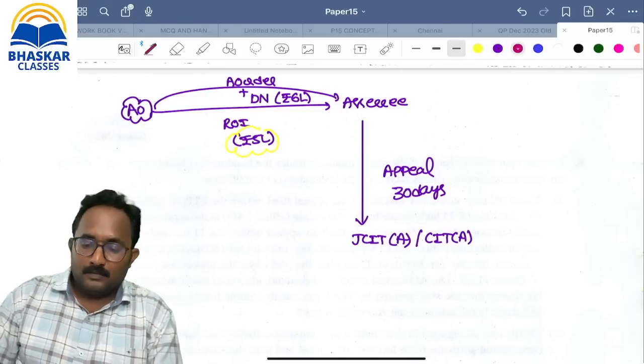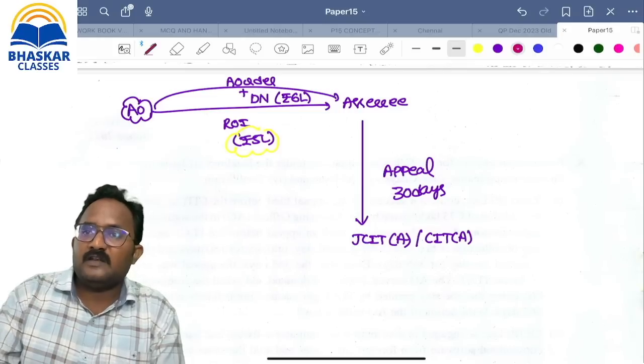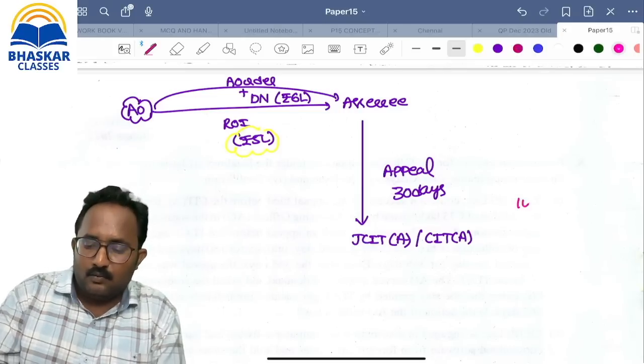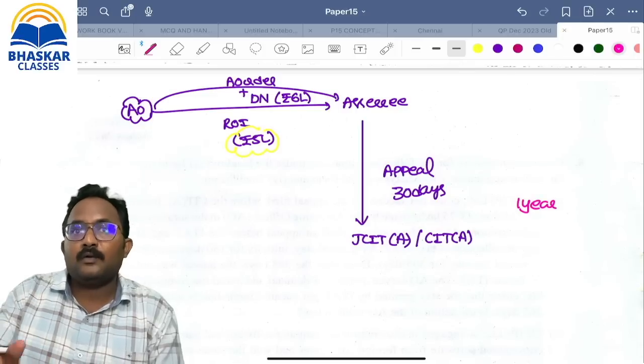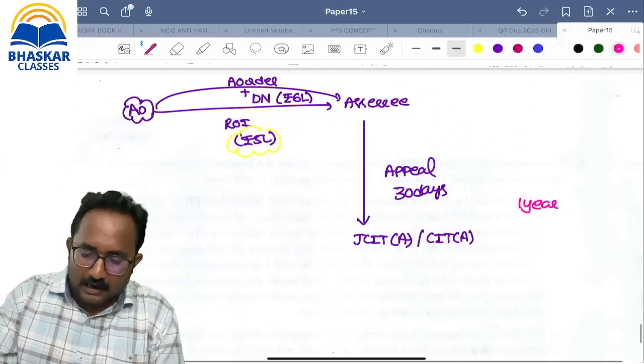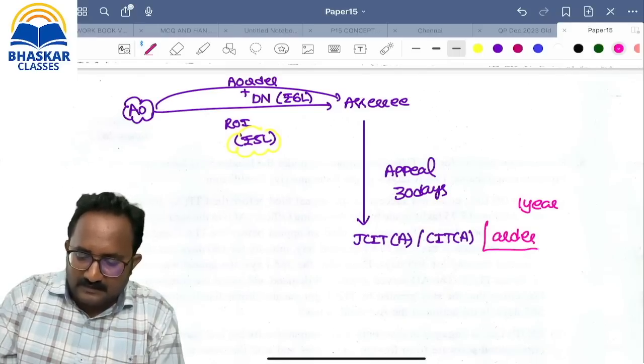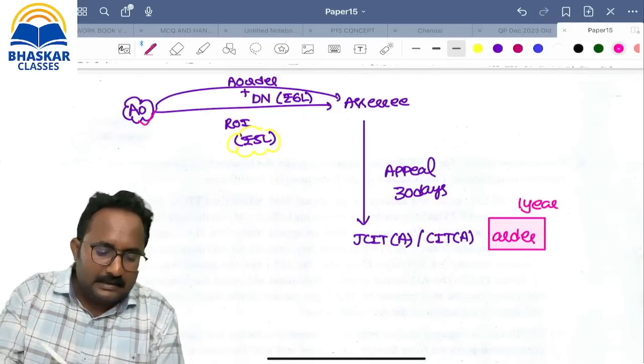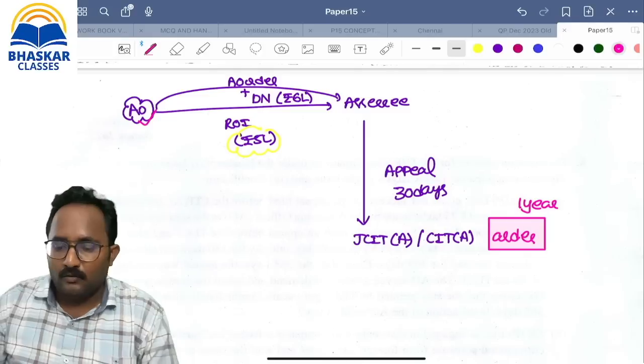Can you tell me, that order can be given by the JCIT and CIT appeals within how many years? 1 year. Generally, 1 year from the end of the financial year in which that appeal was filed. Until that order is given, JCIT, CIT can collect the demand notice amount, no?